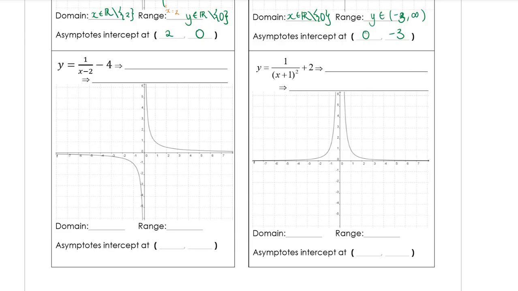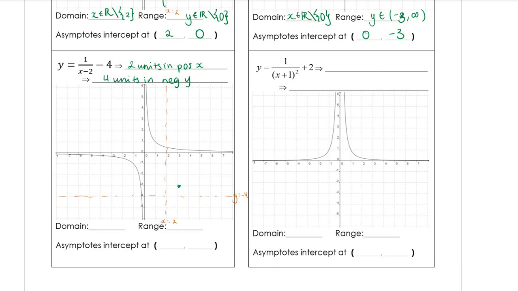For this one here, I can see that we're moving 2 units in the positive x direction, and we're moving 4 units in the negative y direction. Okay, that means that our asymptote's going to be at x equals 2, and y equals -4. Okay, because no dilations or anything have been done to this one, that means that we just end up moving the whole graph 2 to the right and 4 down.